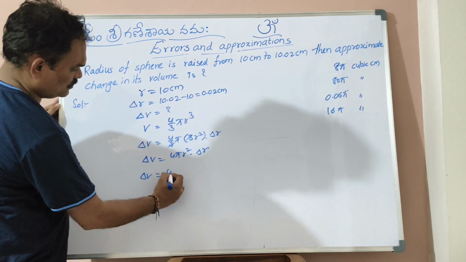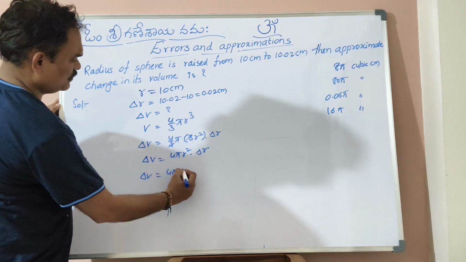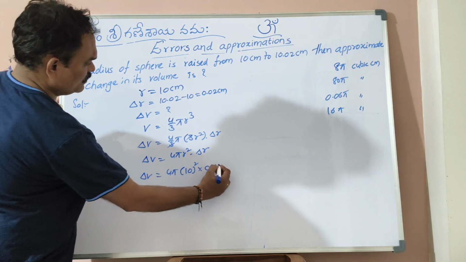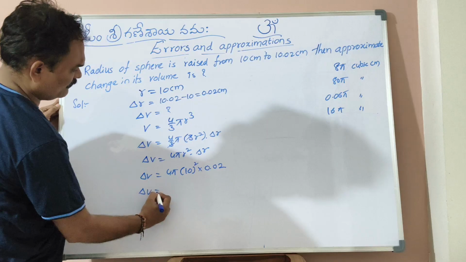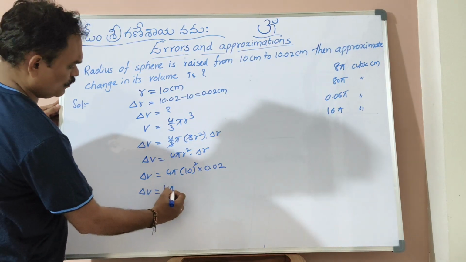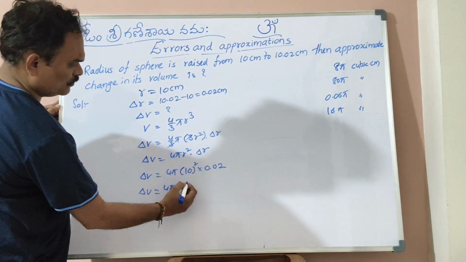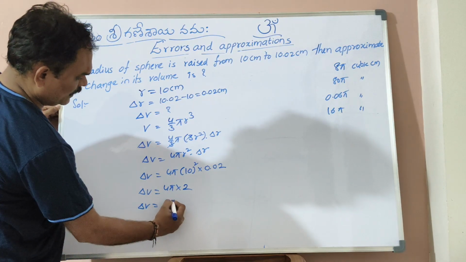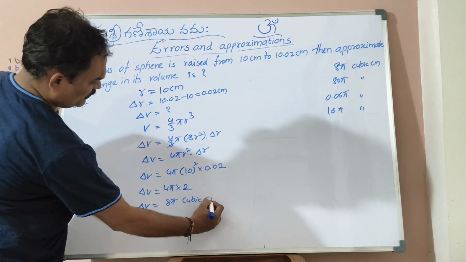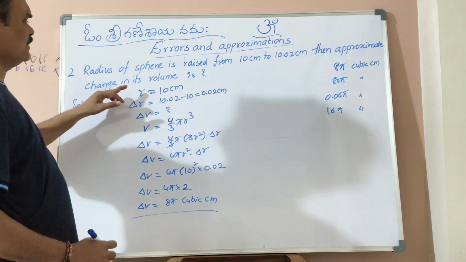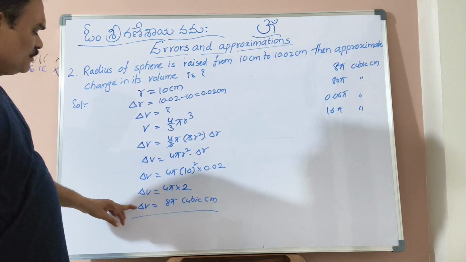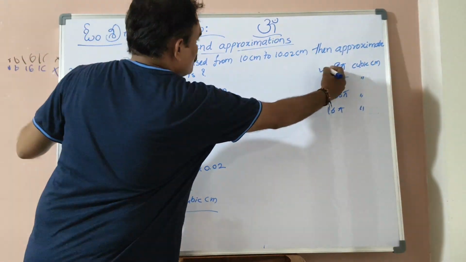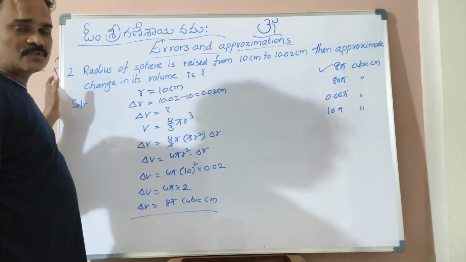So delta V equals 4 pi. Radius equals 10 centimeters, that is 10 square, into delta r, which is 0.02 centimeters. So delta V equals 4 pi into 10 square, 100, into 0.02 becomes 2. So therefore delta V equals 8 pi cubic centimeters. So here the radius is increasing, so the volume is also increased by 8 pi cubic centimeters. So 8 pi cubic centimeters is the right answer to this question.